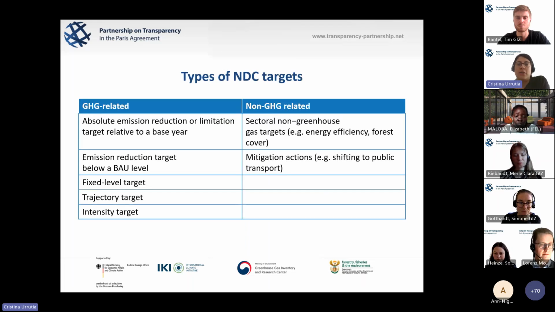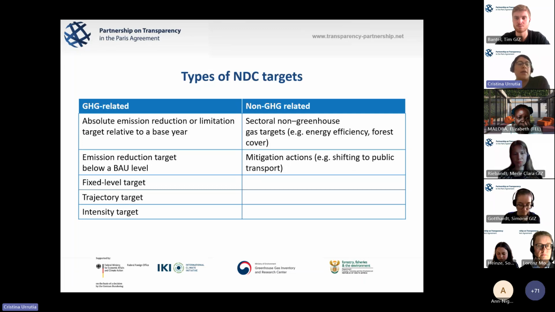As a background, you may be very aware that currently existing NDCs contain different types of targets. A very common one, also because this is the target type of developed countries since the Kyoto Protocol, is the absolute emission reduction or limitation targets. They used to be called objectives relative to a base year. For example, reducing the greenhouse gas emissions by 60% compared to 1990 by 2030, and this target is expressed in million tons of CO2 equivalents, for example.